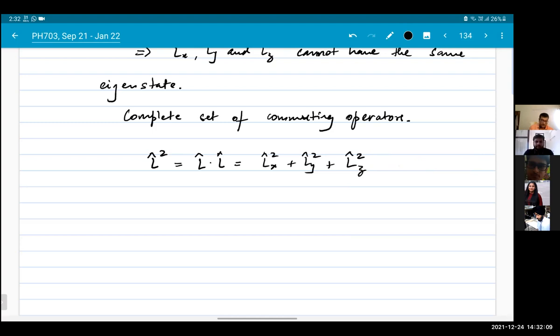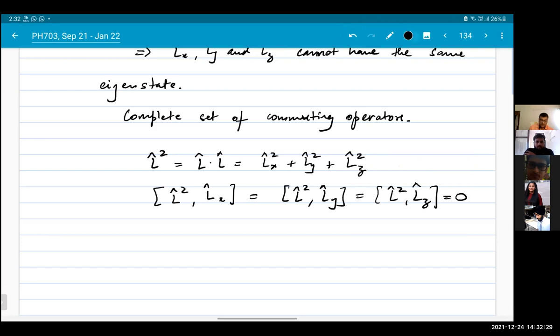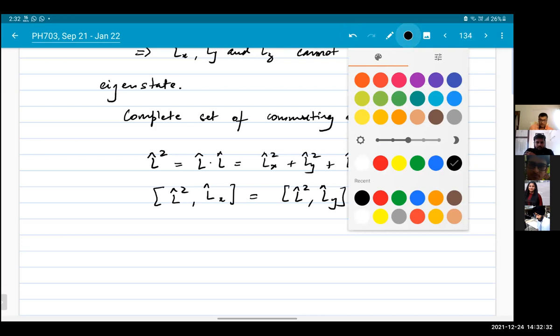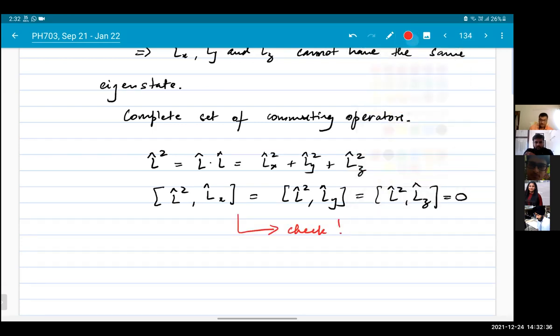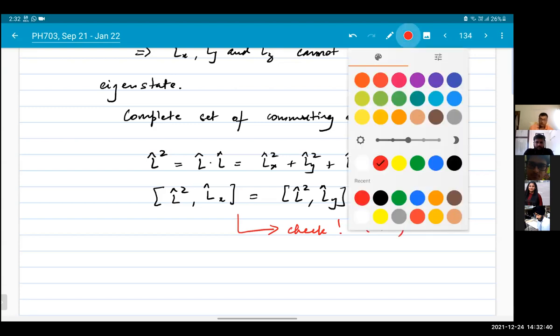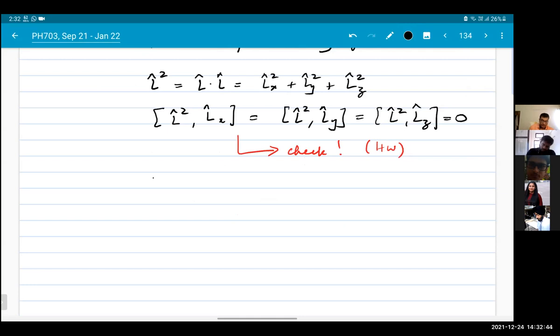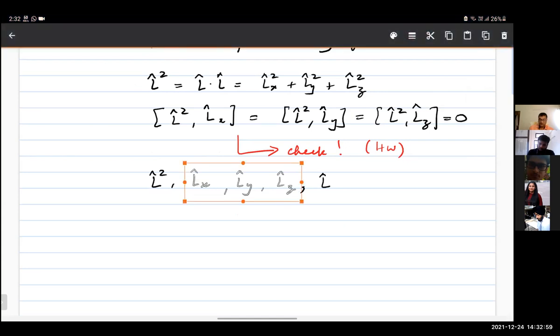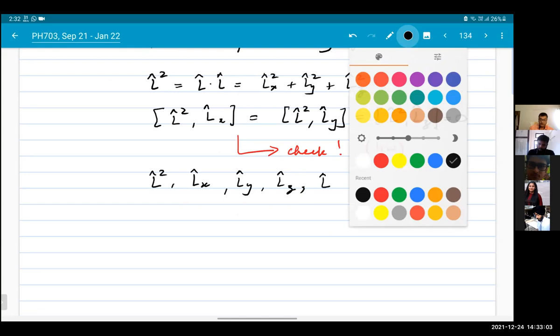The next step is an exercise for you to check: if you take the commutator of L squared with any of the three components individually, that is zero. This is very important and you have to check it. So now we have four operators, L squared, Lx, Ly, and Lz. There is no point in including L in this scheme because we have already included the components of L.